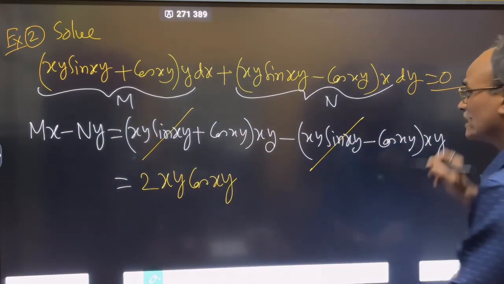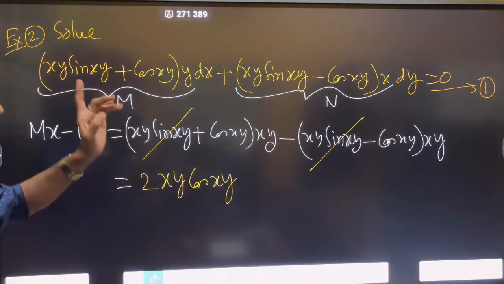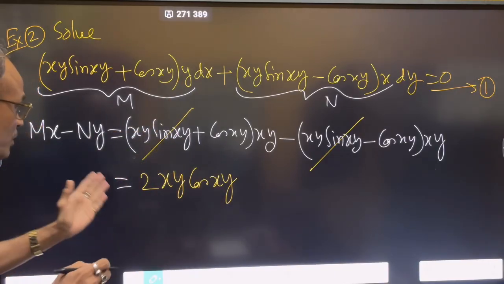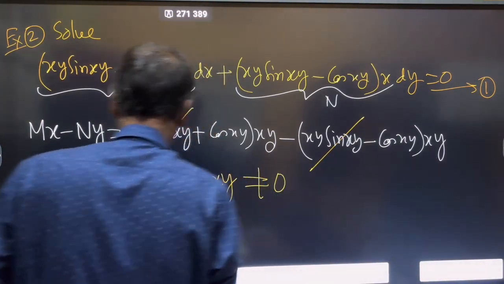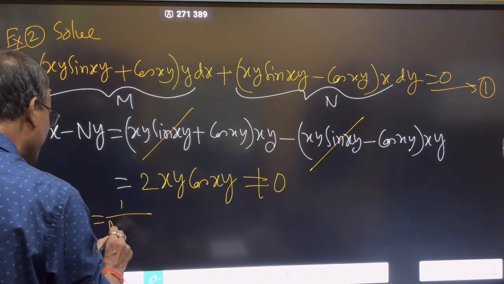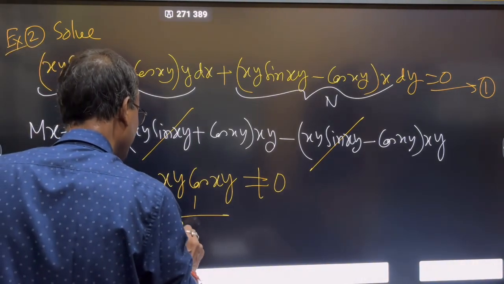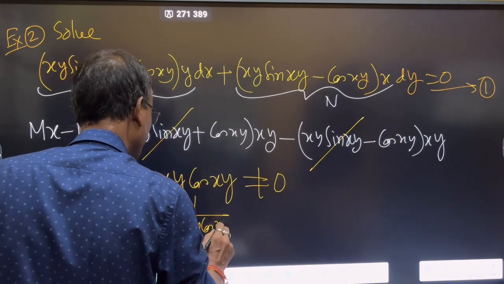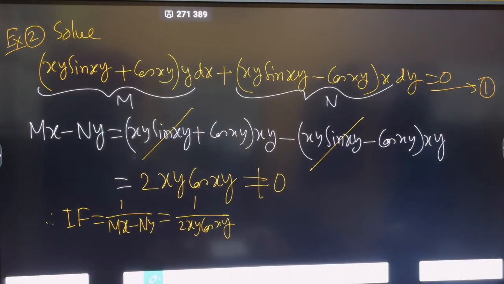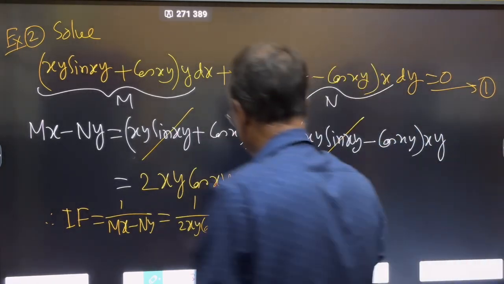Now multiply the differential equation 1 by the integrating factor. Since Mx minus Ny is not equal to 0, the integrating factor will be equal to 1 by Mx minus Ny, which equals 1 by twice xy cos xy. The integrating factor is this: 1 by twice xy cos xy.